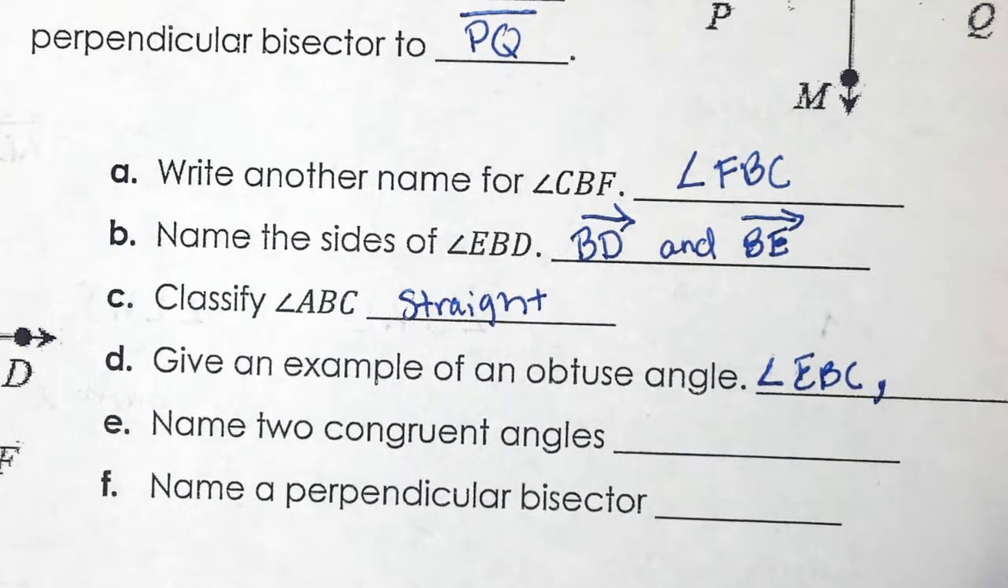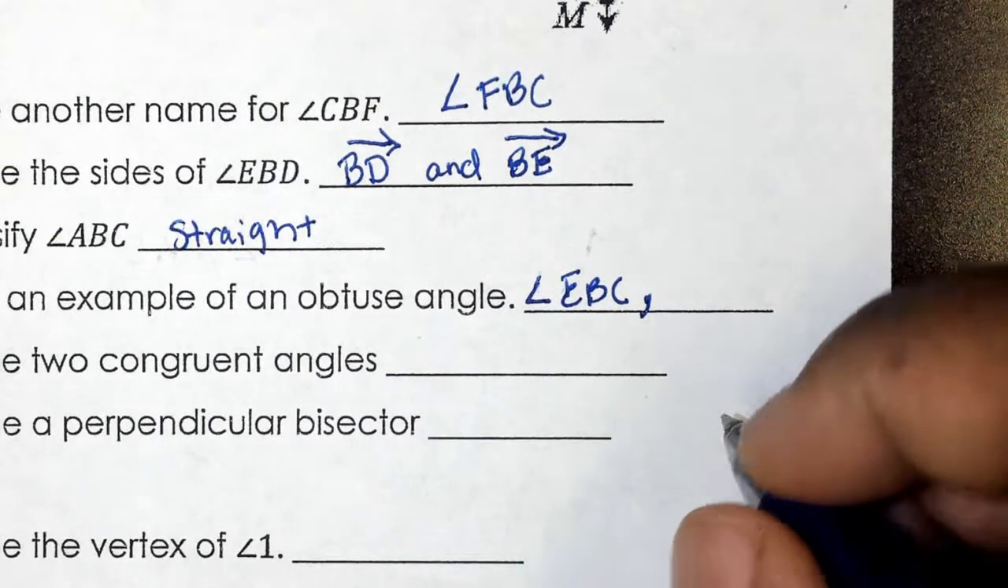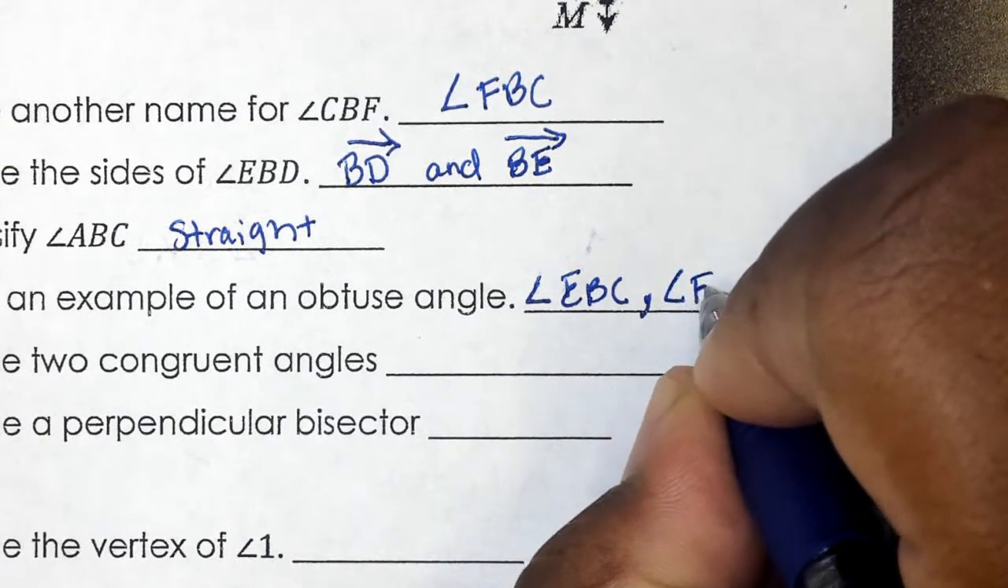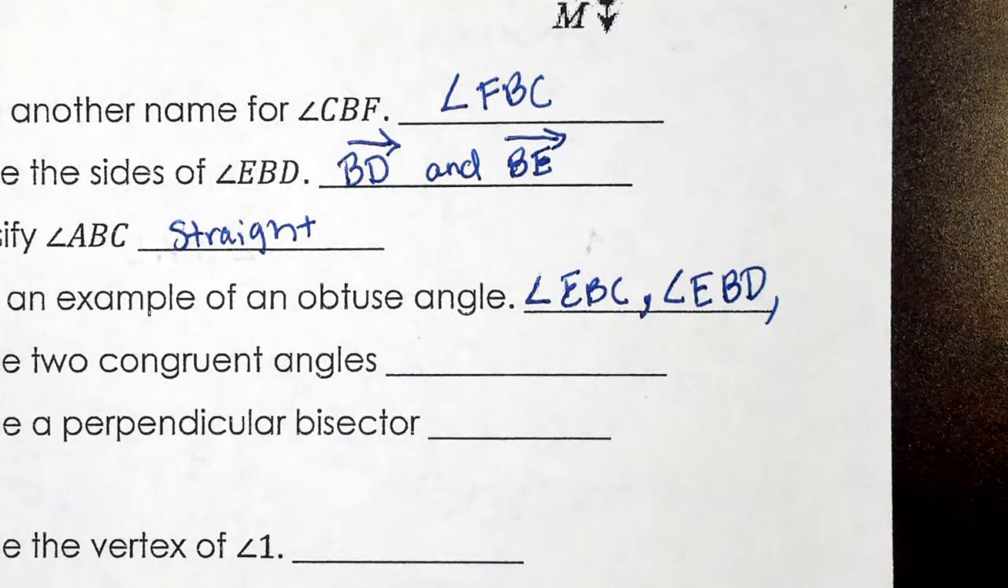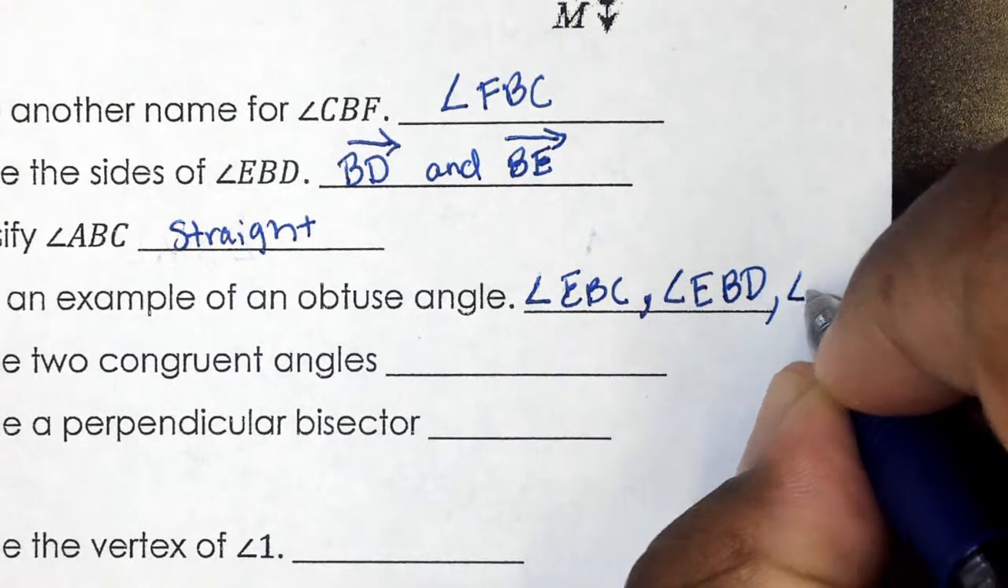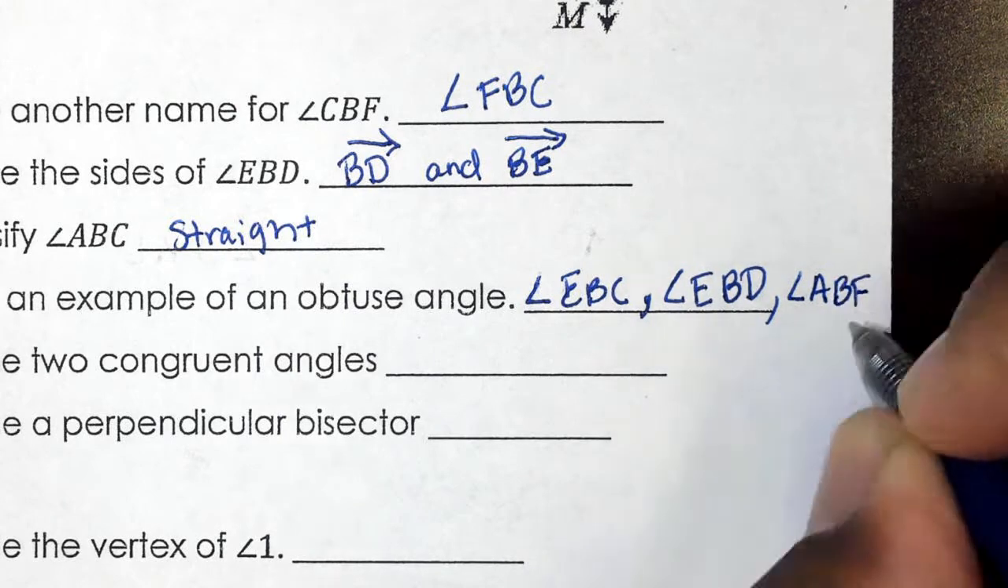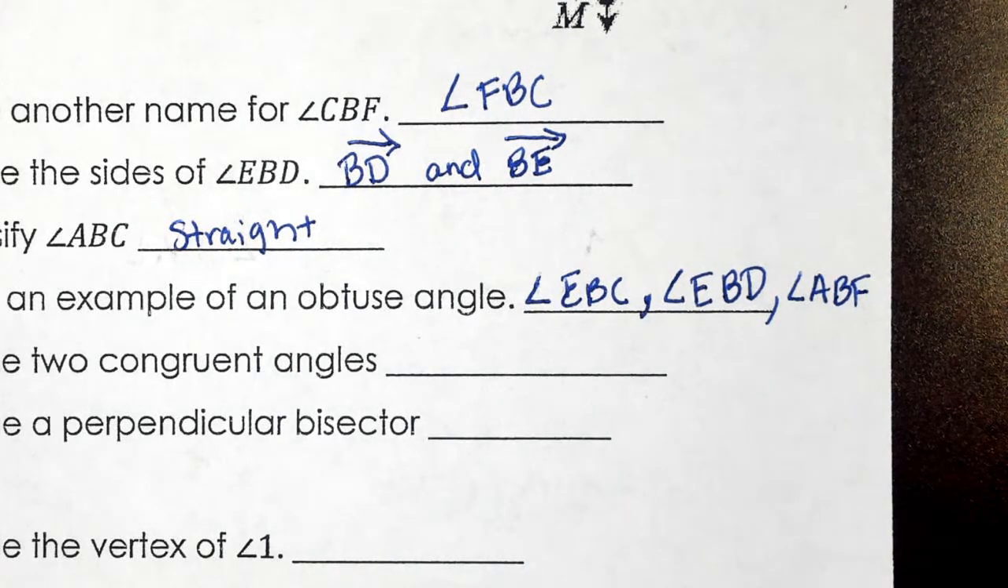Go ahead, Rachel. Don't yell them out. Angle EBD. Give me one more. ABF. Okay, I'll take that. Angle ABF. Oh, that's a good one for somebody. Who I want for this? Might as well. Kimora.